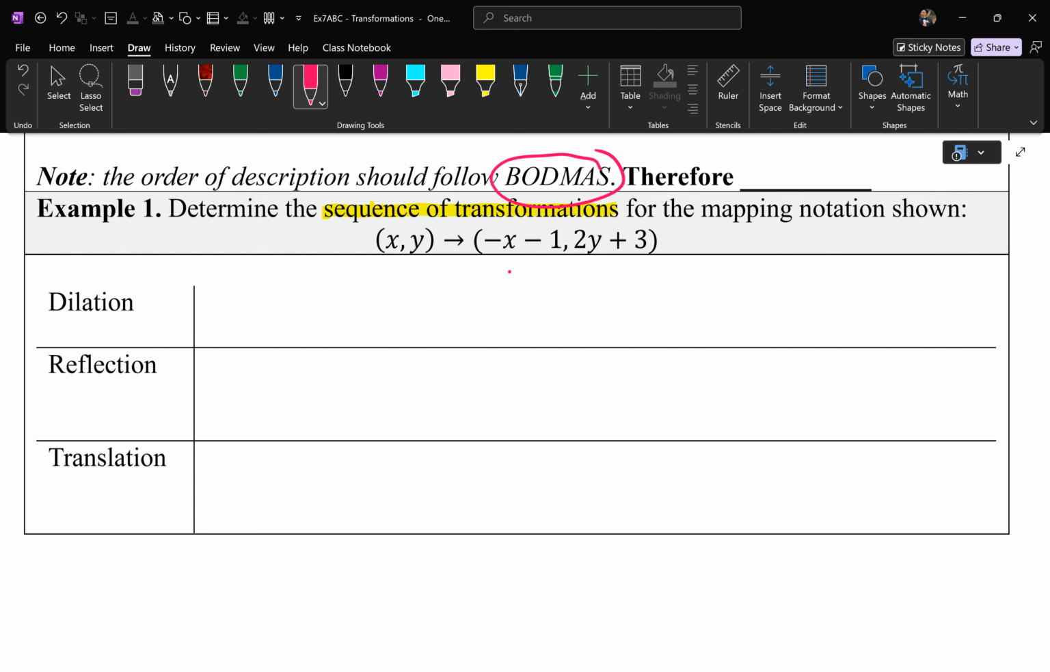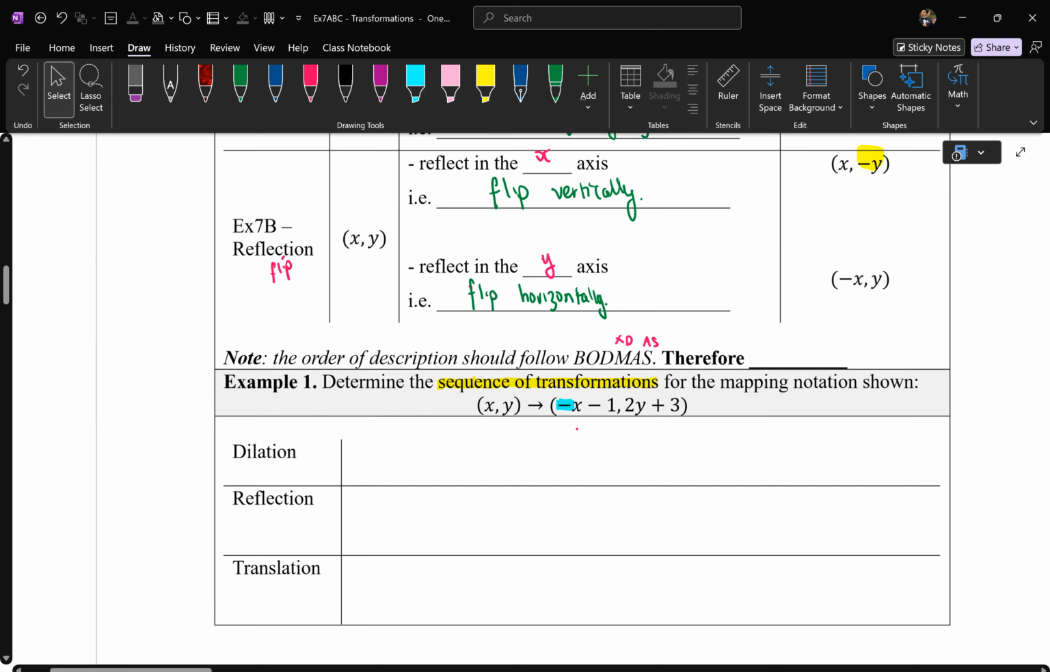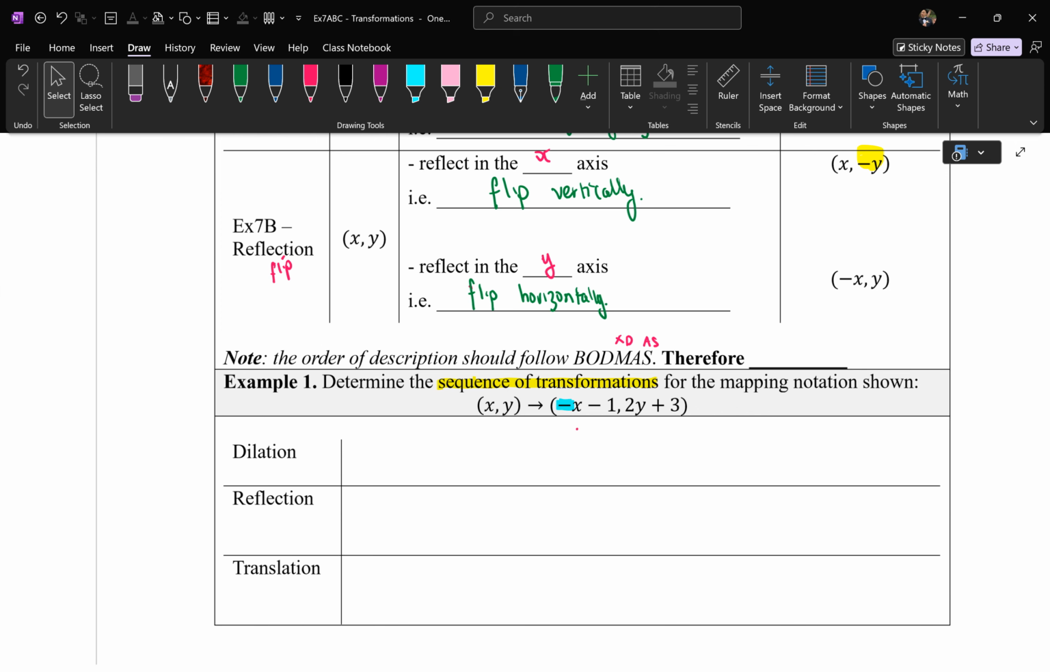Notice I wrote here BODMAS, because with BODMAS you do your multiplication and division first before addition and subtraction. When you put in your order, the sequence of transformations, they call it DRT. You have to put them in that order. So yes, Sion just talked about the negative x. That negative on the x, if you looked at our notes just now, represents reflect in the y-axis, which means flip horizontally.